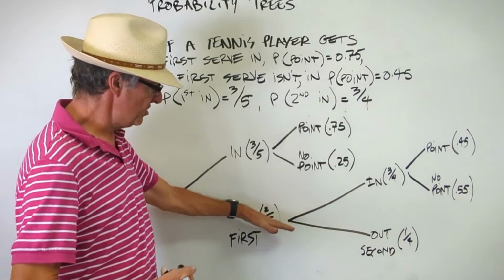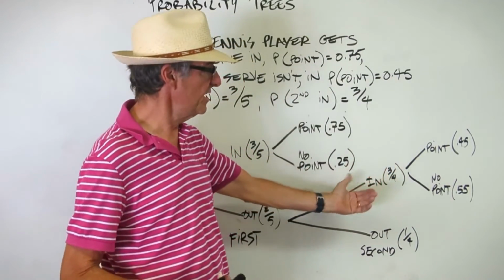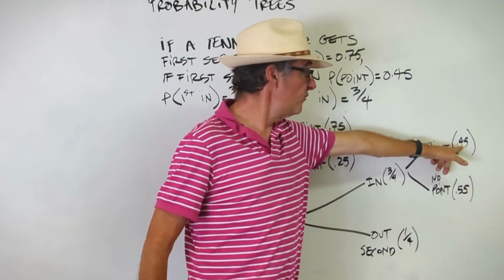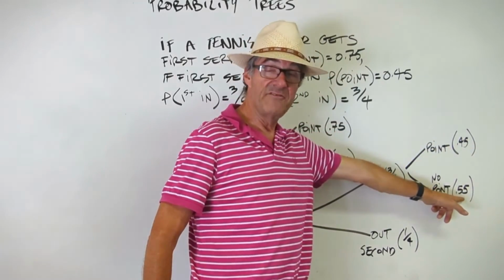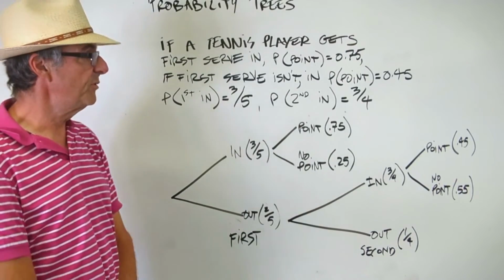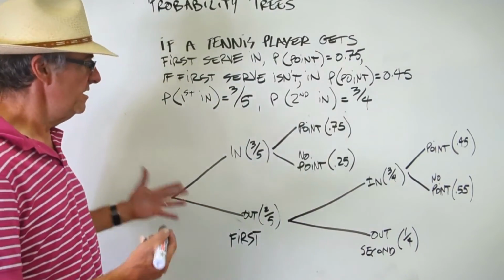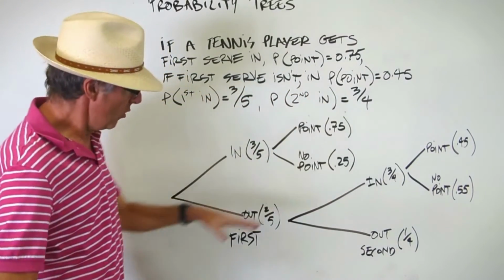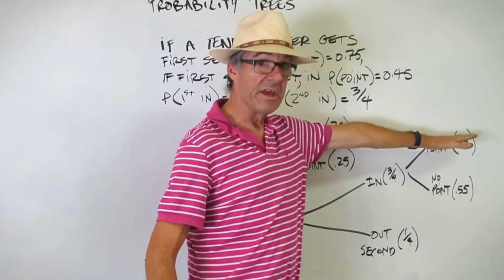But the first serve out, second serve in, we have a chance to get a point. So now, if that's the case, the server has a 0.45 chance of getting their point and a 0.55 chance of not getting a point. So now we have a complete tree for this scenario. So let's review that. Getting a point is first serve in, point, or first serve out, second serve in, point.